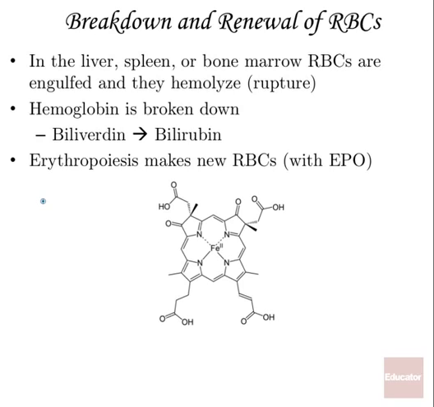Breakdown and renewal of red blood cells. So in the liver, spleen, or bone marrow, that's where red blood cells eventually end their journey. They're engulfed by cells there, and then something called hemolysis, they hemolyze, causes them to rupture. They are broken down, and you take the hemoglobin molecule, which is right here.